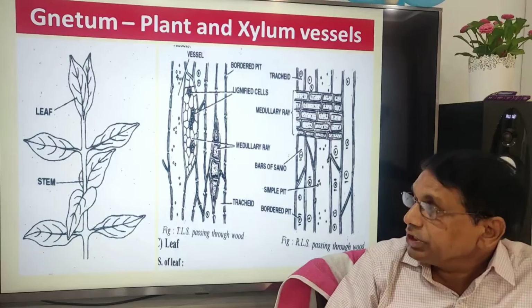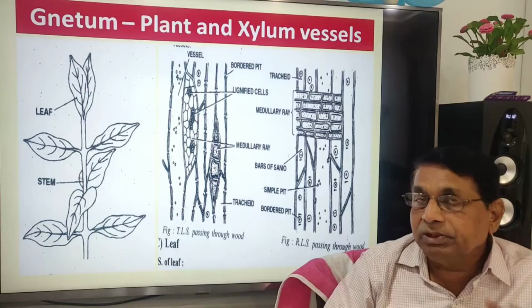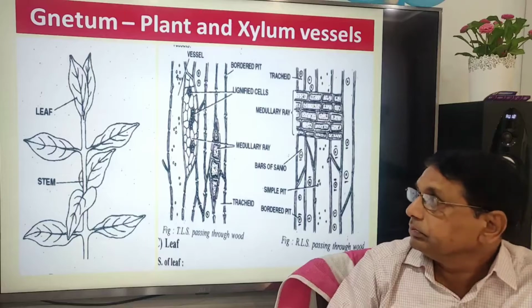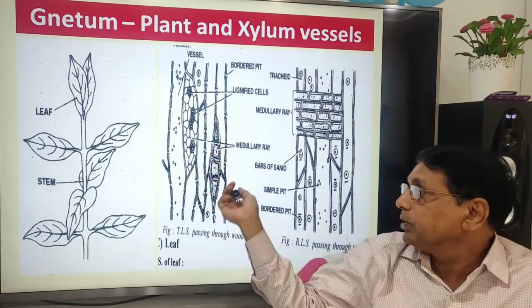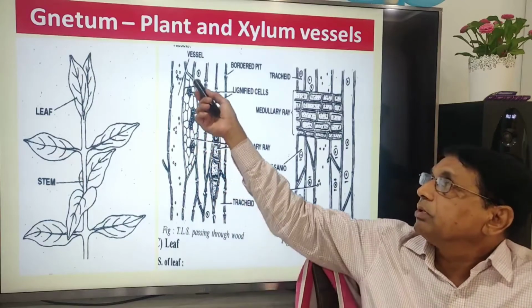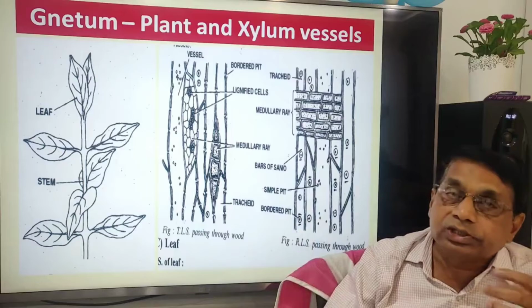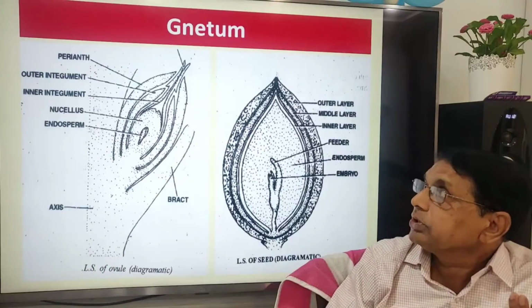So this is a Gnetum. Gnetum is very close to angiosperms in many features. Here we can see the phloem, companion cells, medullary rays. This is xylem, this is phloem, xylem again. The xylem structure is almost similar to angiosperms. So this is the ovule.